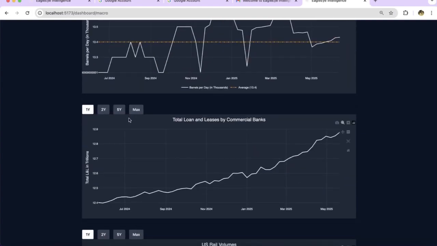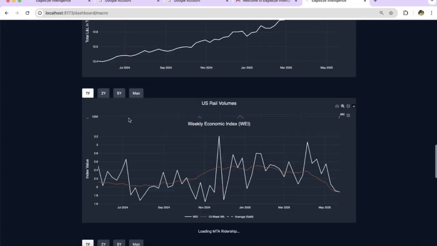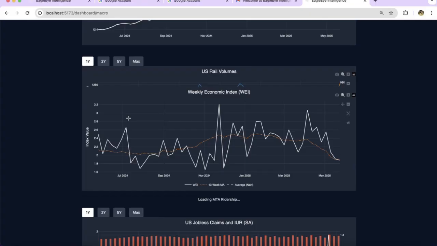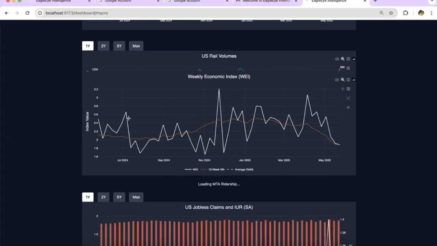Next one will be the total loans and leases by commercial banks, usually offering insights into credit conditions and business sentiments. Next would be the weekly economic index, which gives us a real-time composite of the overall economic activity, almost like a nowcast of the GDP. It's of a higher frequency.